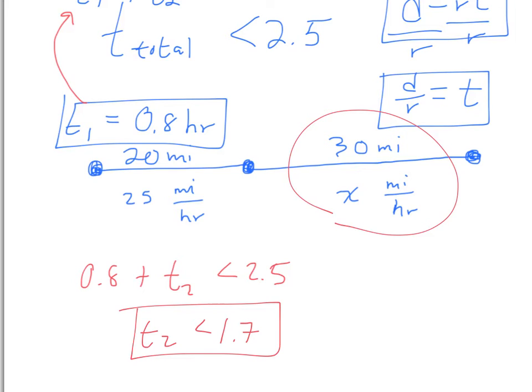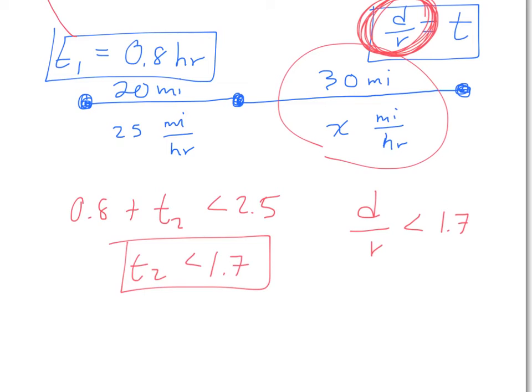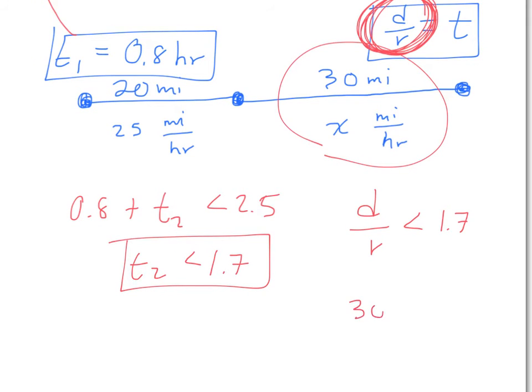So we know that the time needs to be less than 1.7 hours. This is the expression for time. I'm circling it over and over. D over R in the second scenario needs to be less than 1.7 hours. Okay, the distance over rate, which is really time, the time it takes, needs to be less than 1.7 hours. We know the distance is 30 miles. How do I solve for R?